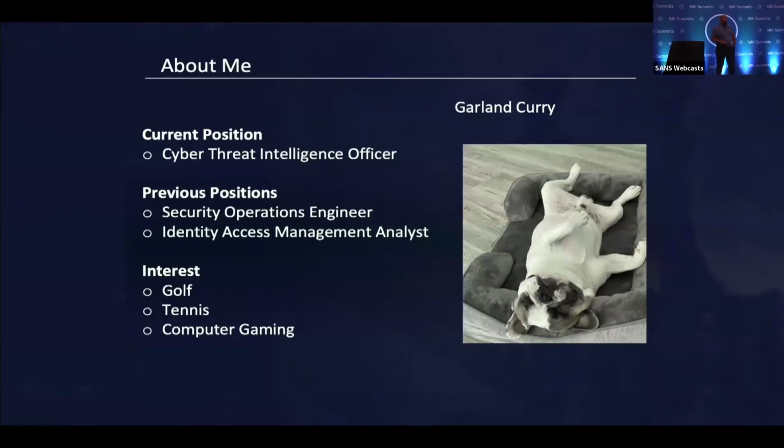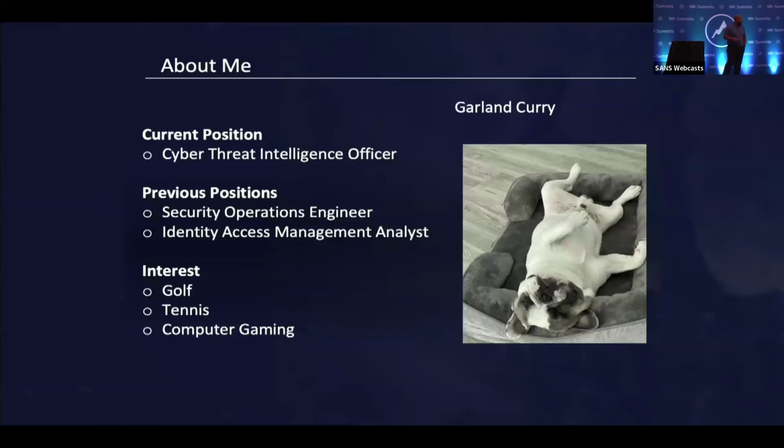As you know, my name is Garland Curry. Current position, cyber threat intelligence officer. Some of my previous positions, security operations engineer and identity access management analyst. And things that I like doing when I'm not working, I love to play golf. I love to play tennis. I used to travel and play tournaments, had a great time. Computer gaming. I did have basketball on this list, but I'm getting a little bit older and so are my knees. So cross that off.